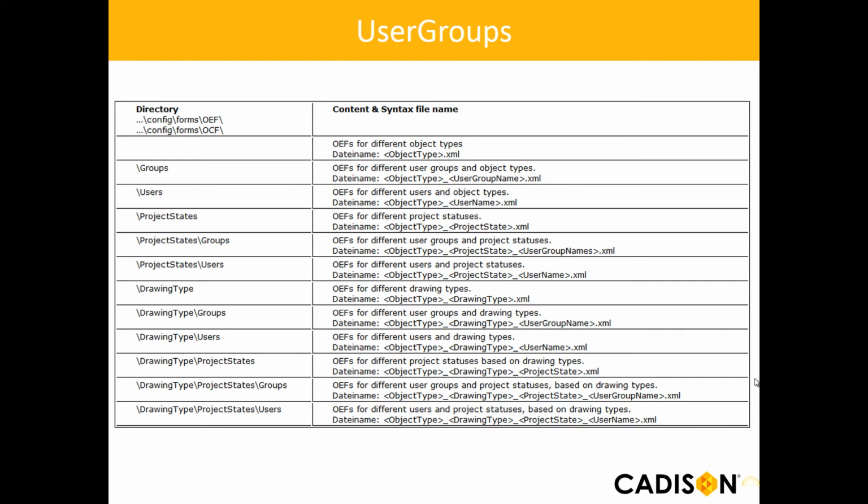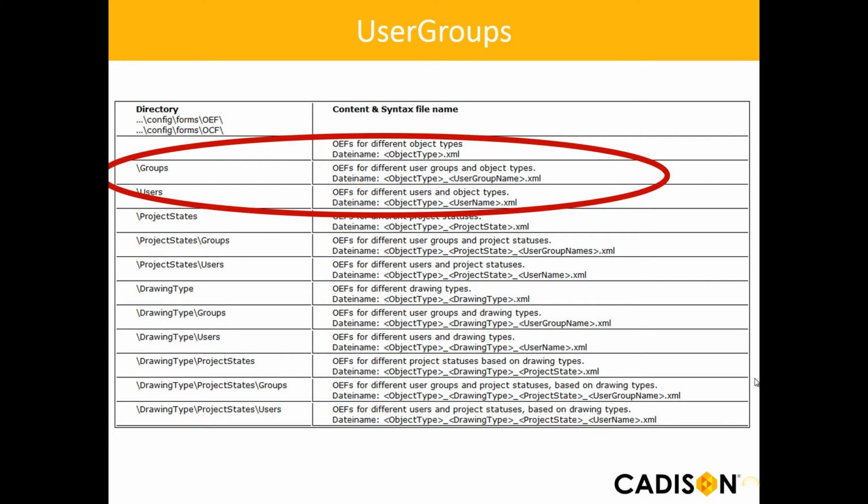For setting up different input forms for different user groups, we will follow the diagram which can be found in the online help of CADISON Engineer. In this example, we will have a look into the user groups. For this, we have to create a new folder called Groups. What else we can read is that we have to name the XML file like the object class, underscore, and then the name of the user group.